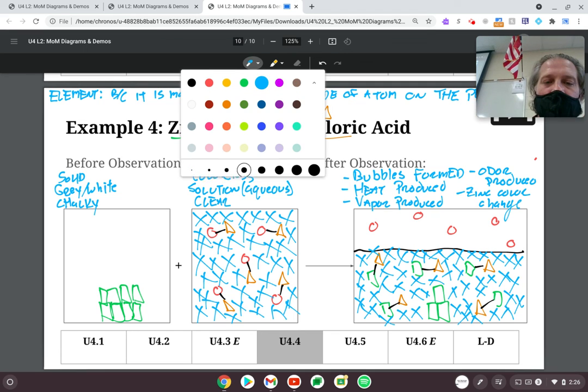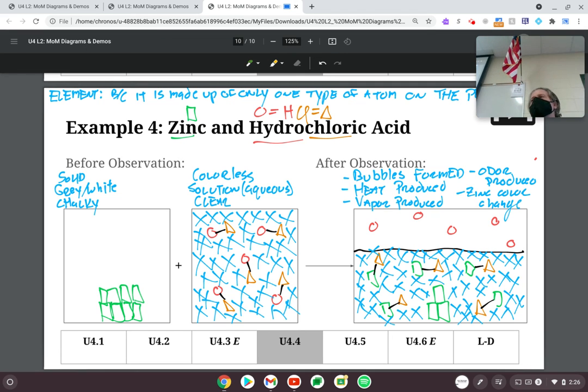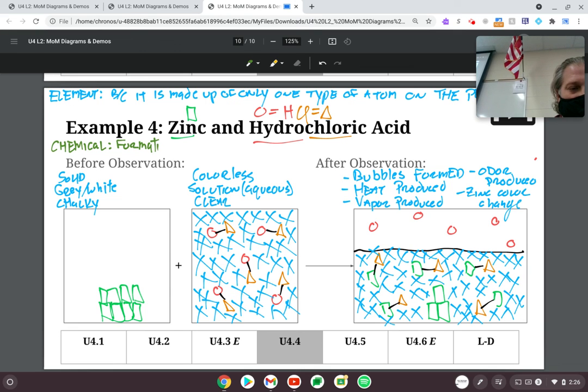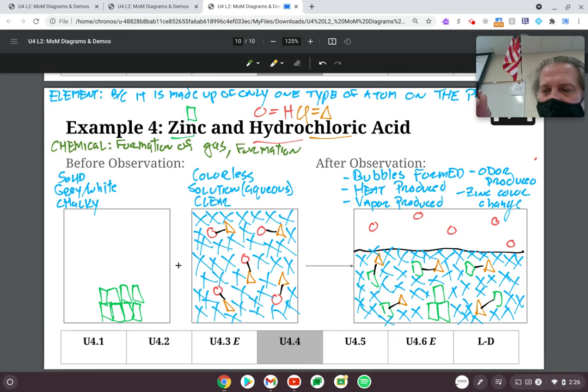Now, what type of a change is this? Chemical or physical? Chemical. How do you know? Bubbles form, odor produced, color change, all the stuff you put about. Yeah. So formation of a gas. Formation of heat. Color, obvious color change.